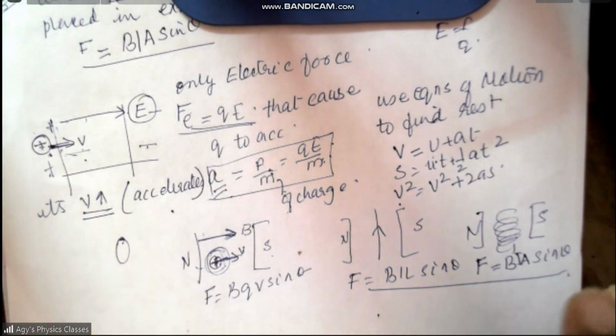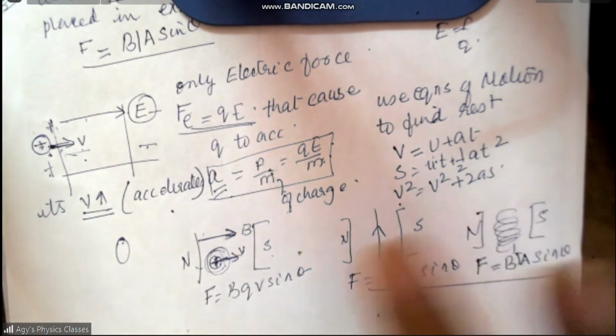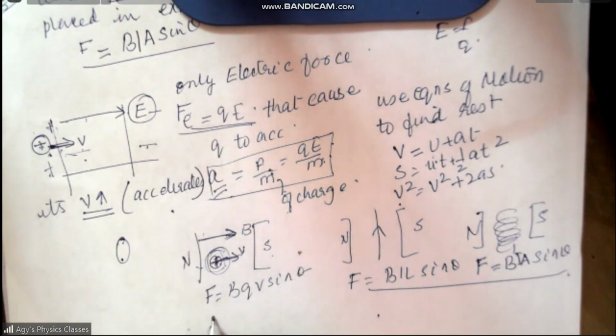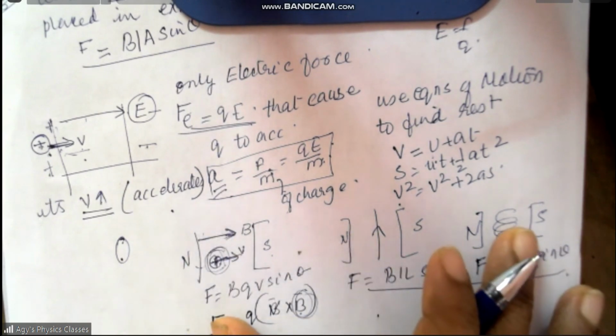That is difficult to say unless it's a coil of wire. But it can be found by this formula, F is equal to Q into V cross B. There is a cross product problem to know the direction, and this is the direction of the external magnetic field. So is this much okay?